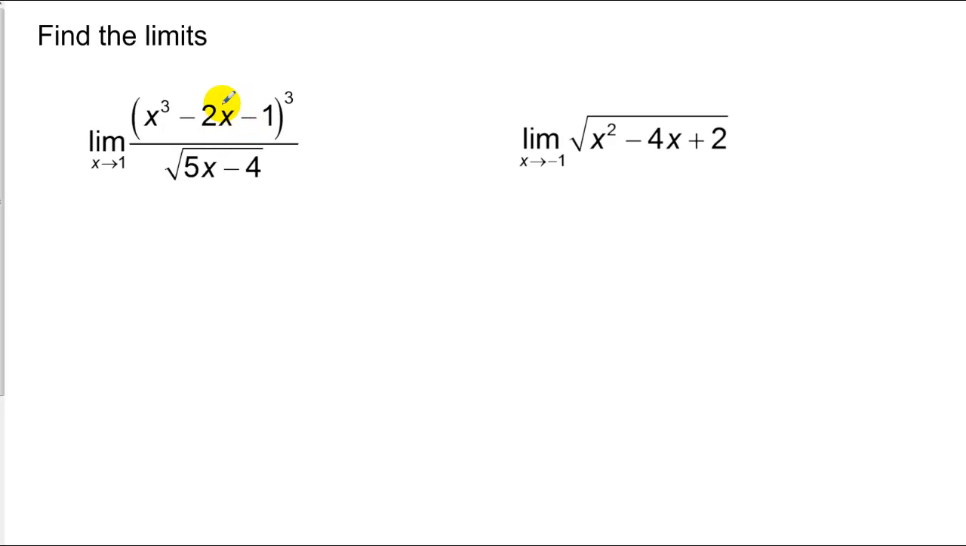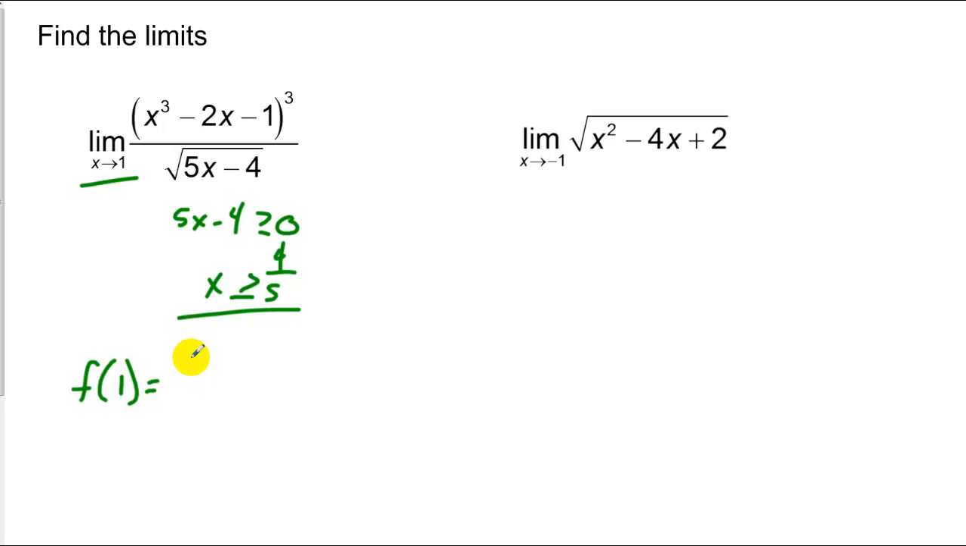These functions we don't know a whole heck of a lot about. However, we do know that this function is going to be continuous at 1 because the only thing that makes this undefined is when I get negative values. If I look at the domain of this, 5x minus 4 has to be greater than or equal to 0. So x is going to have to be greater than or equal to 4/5 for my domain, and then the function's defined everywhere else. So if x has to be greater than or equal to 4/5, and I'm looking for the limit as x goes to 1, I can simply find f of 1 to find the limit.